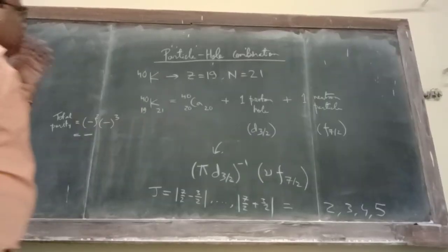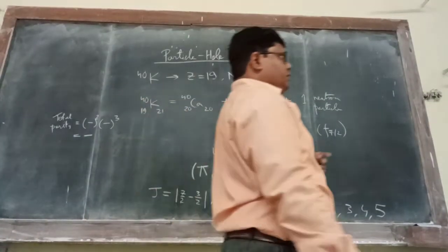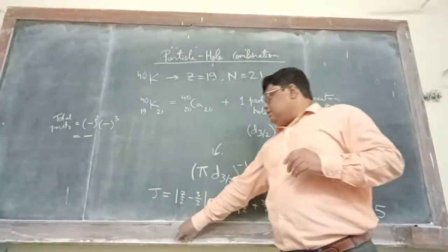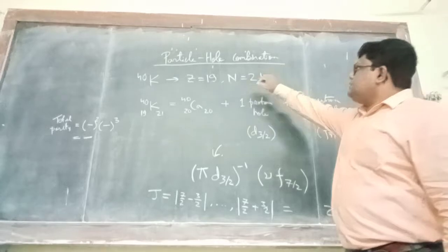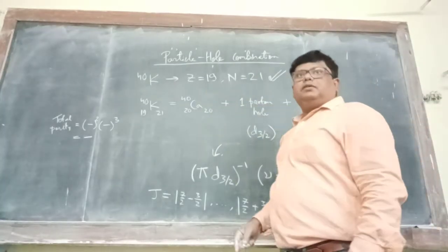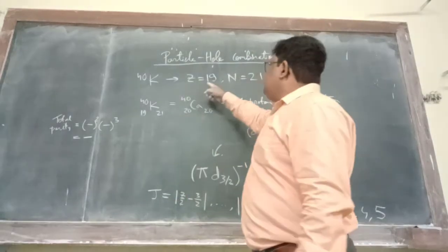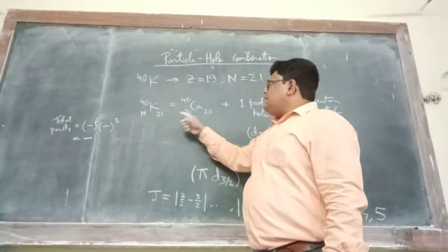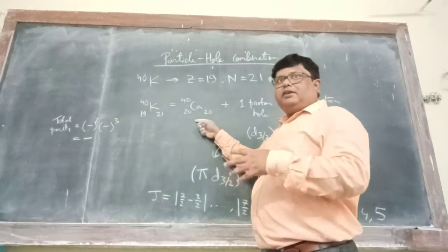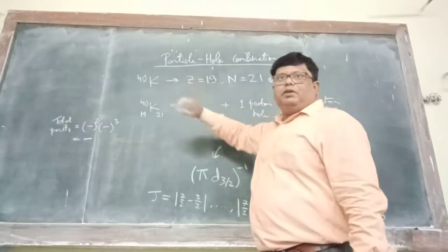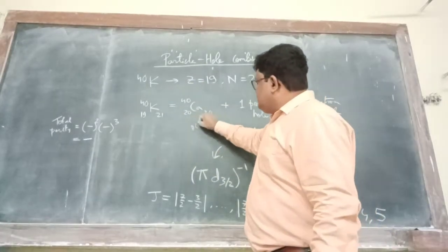Okay, so now particle-hole combination. Right. So don't be afraid, I am not going to show you any more calculations. Let's instead consider some example. Say for example 40 potassium. So potassium has Z equal to 19, N equal to 21. So let us try to write it in terms of 40 calcium, which is a doubly closed shell nucleus, right? DCSL.